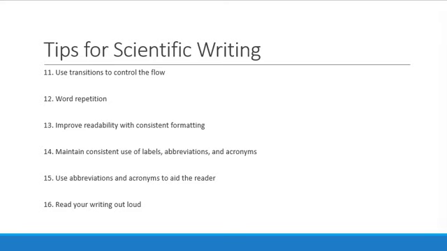Use abbreviations and acronyms because that can help shorten your paper. Also, if you're writing about a stroke, or cerebrovascular accident, you could put CVA and then use CVA. That becomes easier to read in the manuscript, and it isn't as repetitive as reading cerebrovascular accident each time.